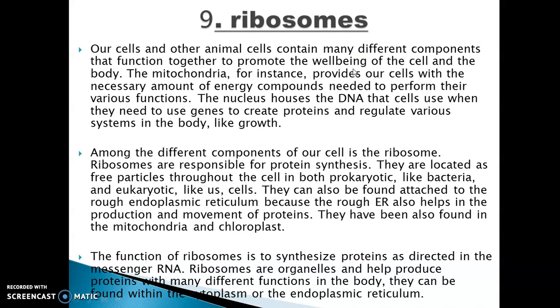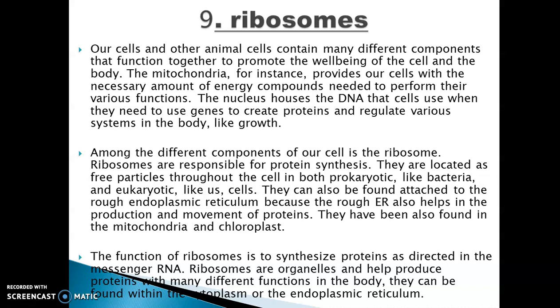Next is the ribosome. Our cells and other animal cells contain many different components that function together to promote the well-being of the cell and the body. The mitochondria, for instance, provide our cells with the necessary amount of energy compounds needed to perform their various functions. The nucleus houses the DNA that cells use when they need to use genes to create proteins and regulate various systems in the body like growth. Among the different components of our cell is the ribosome. Ribosomes are responsible for protein synthesis.